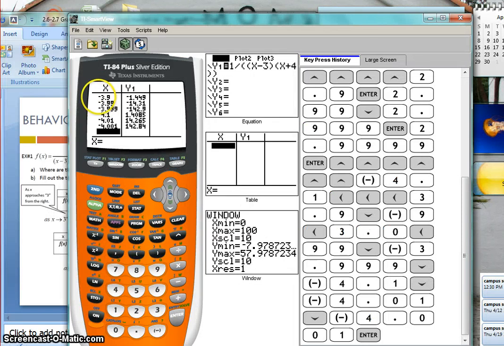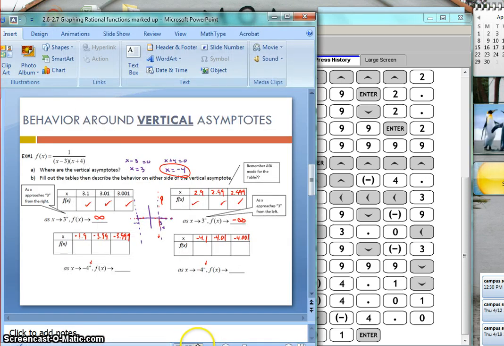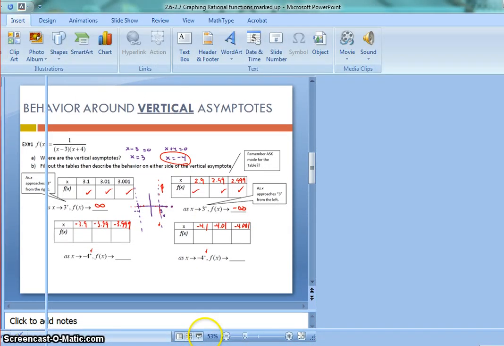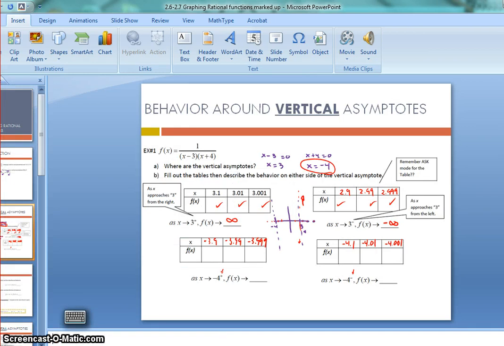Okay, so I pulled out my calculator and I plugged in values negative 3.9, negative 3.99, negative 3.999. It tells me that my values are negative 1, negative 14, negative 142. So as I approach negative 4 from the right, it's approaching negative infinity, so it's going down. But when I have negative 4.1, negative 4.01, so I'm approaching negative 4 from the left, I see that the numbers are getting bigger. They're approaching infinity. So here on the PowerPoint, I can go back and we can fill out the remainder of the values.